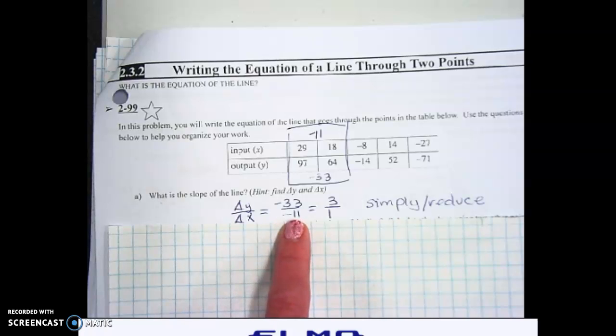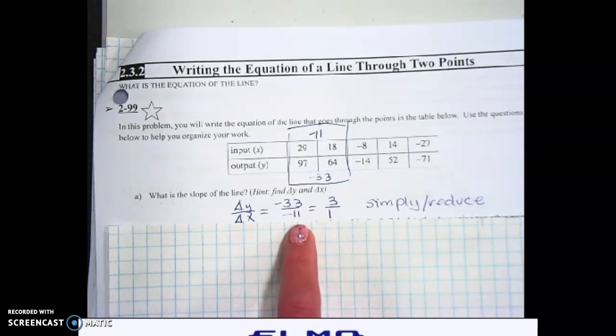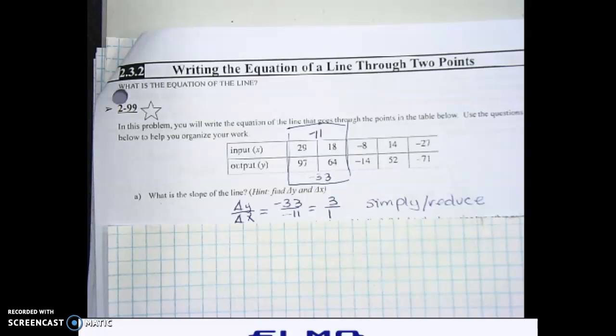Should I leave it like that? No. What should I do with it? Simplify and reduce it, right? They were both negative, so notice I changed them to both positive. And then I checked to see if 11 goes into 33 evenly. Does it? Yes. Yeah, how many times? 3. So I reduced that to 3 over 1.